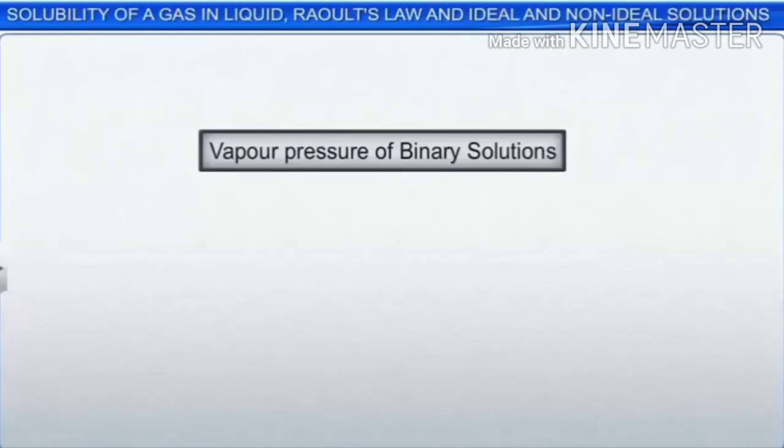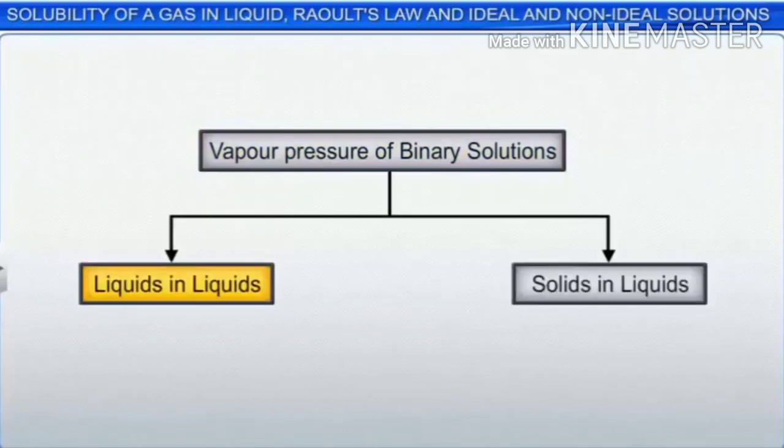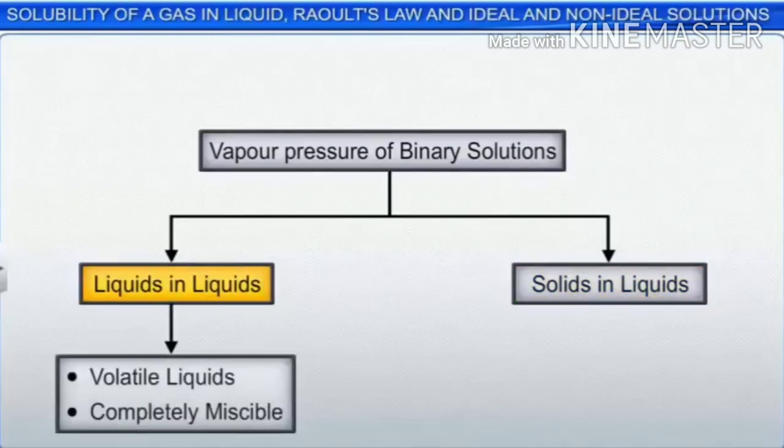Let us now discuss the vapor pressure of binary solutions. We shall discuss the vapor pressure of liquids in liquids and solids in liquids. First, we will discuss a binary solution of two volatile liquids, 1 and 2, that are completely miscible in all proportions.